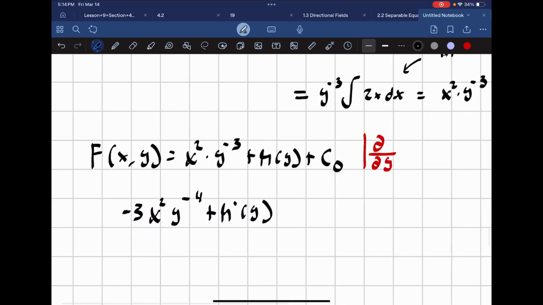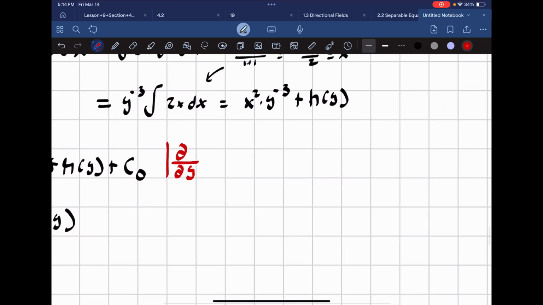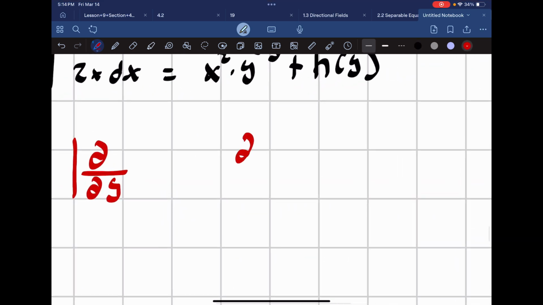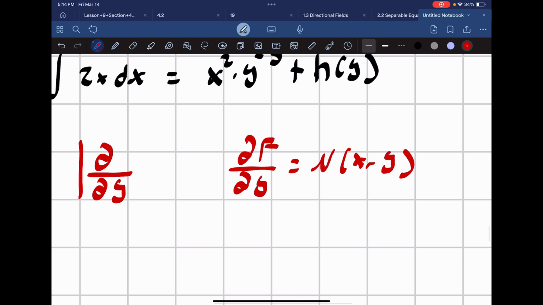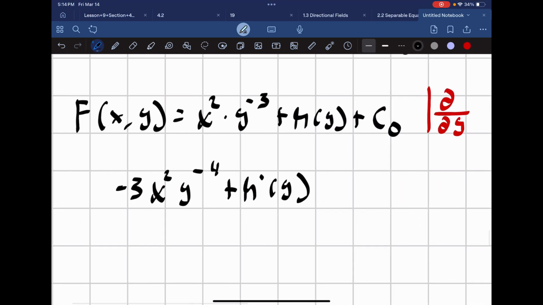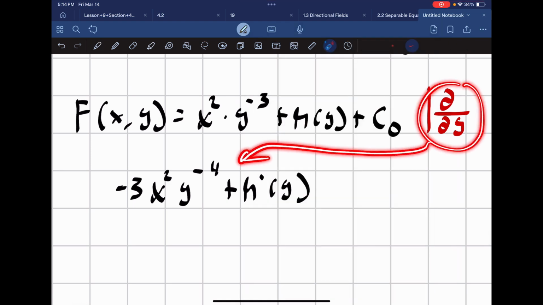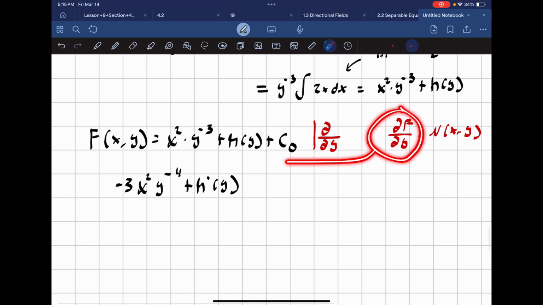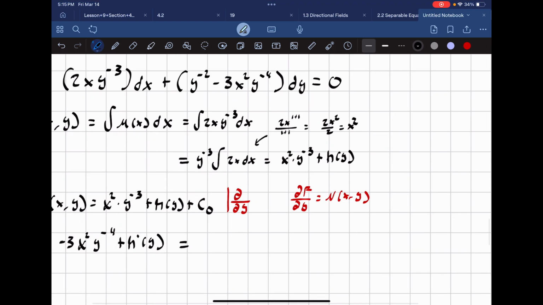And the rule is that, sorry, I didn't mention it earlier, f sub y equals the function n of x, y. So let's see if it cancels stuff out, right? Now we make it equal to n of x, y. So this is our n right here.